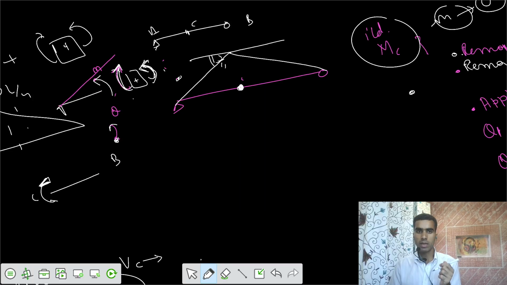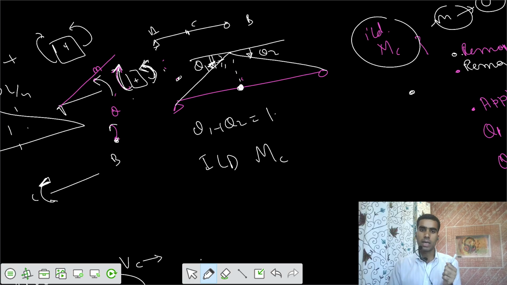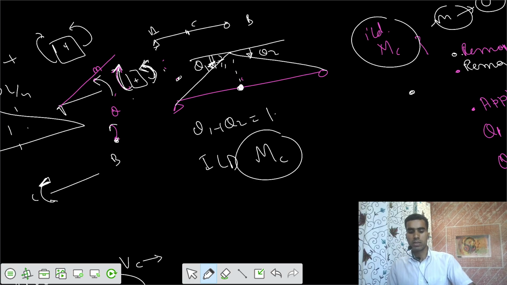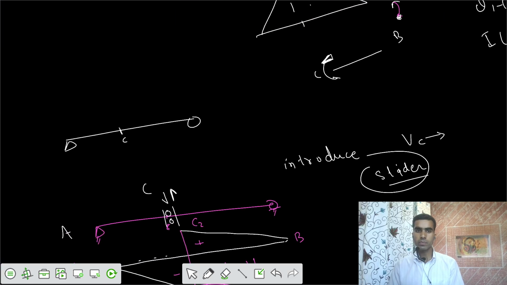If this is theta 1, it is anti-clockwise. Theta 2 is clockwise. So we say theta 1 plus theta 2 is equal to 1. So the profile format is your ILD for moment at C. This is the statement of the Muller-Breslau principle. Let's go now and solve a few problems.